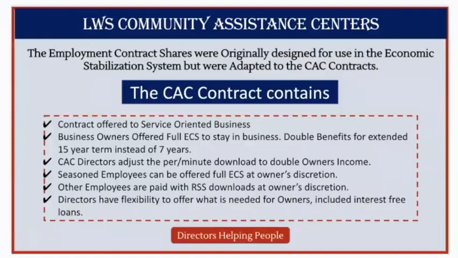Seasoned employees can be offered a full ECS or at owner's discretion. Other employees are paid with the RSS download at owner's discretion, and each employee will be on the RSS platform with their own beneficiary program going as well. So it's not hard for them to just sign up and get an employment contract from the director, according to what the boss wants to do. So directors have the flexibility to offer what is needed for owners, and it includes interest-free loans.